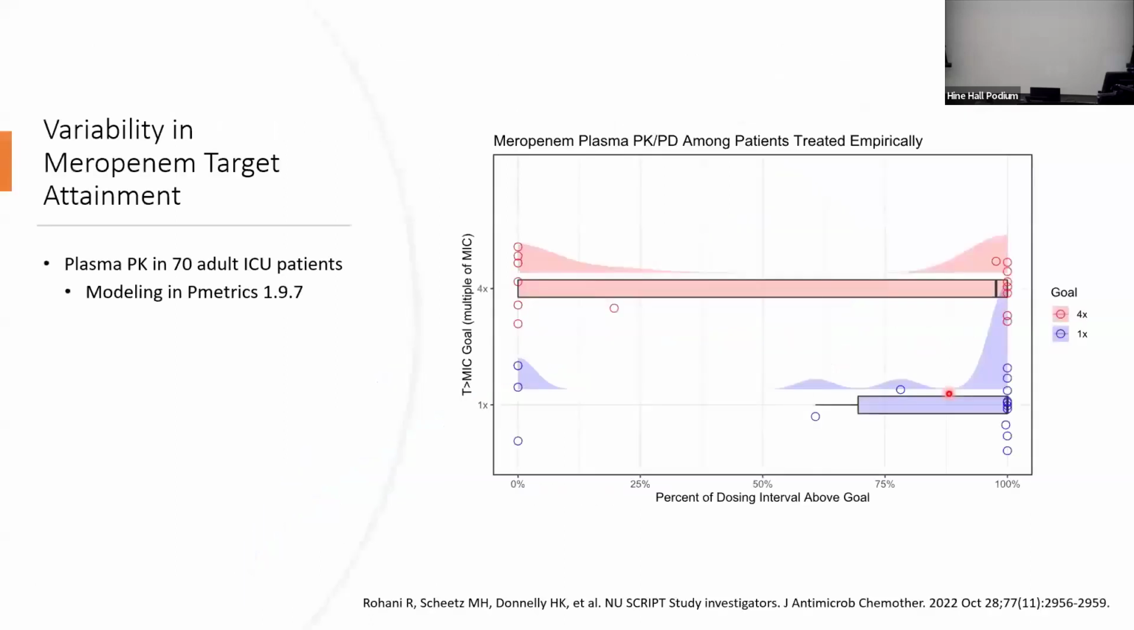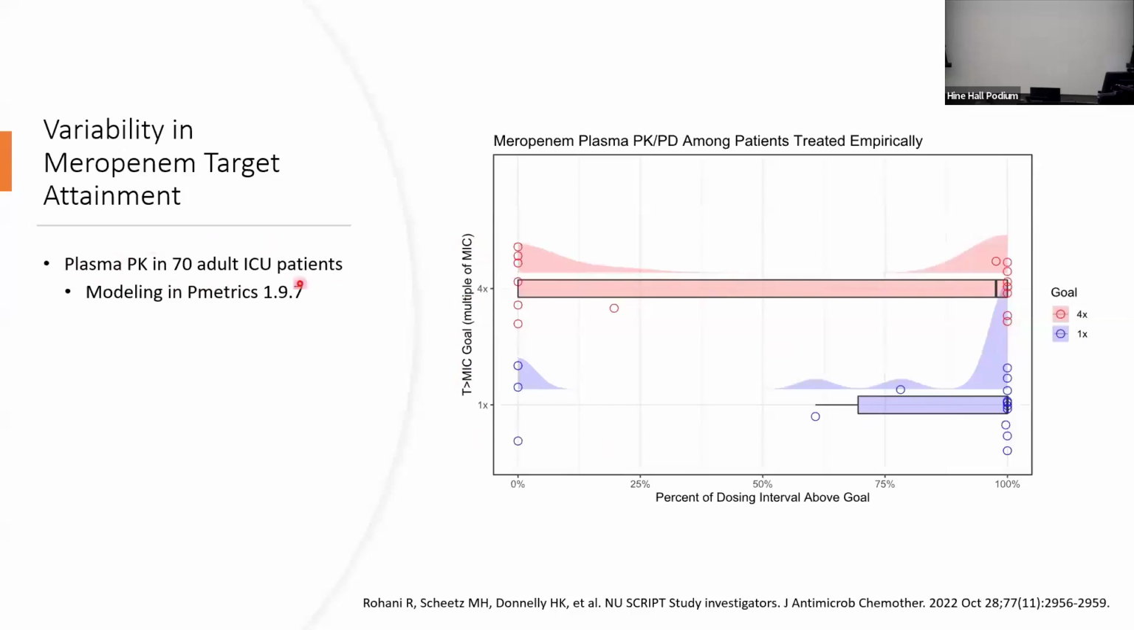And as part of our preliminary work with the Northwestern University SCRIPT investigators, we looked at blood concentrations in individuals. We looked specifically at plasma concentrations of meropenem, and just asked the question, based on what we showed you just a little while ago, that 100% time above MIC at the 1 times MIC or 4 times MIC level, what are we achieving? How often are we achieving or failing to achieve these goals? And how much variability actually exists among our patient population?